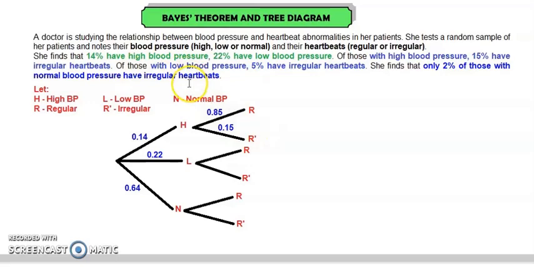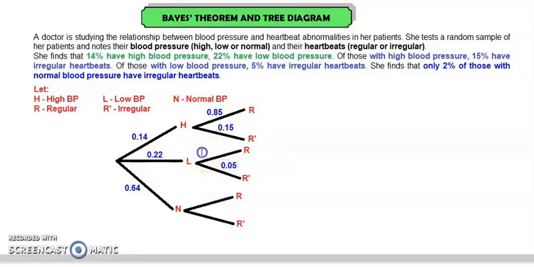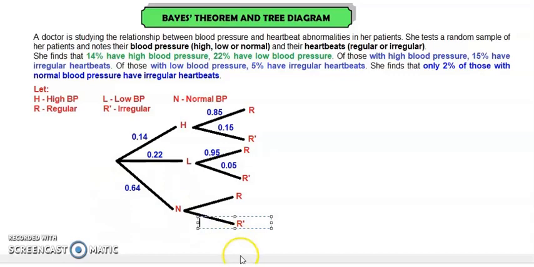Of those with low blood pressure, this part, 5% have irregular heartbeats. Irregular again here, 0.05, so regular heartbeat will be 0.95. Last one: she finds that only 2% of those with normal blood pressure, this part, have irregular heartbeats. So R prime here is 0.02, and here will be 0.98.